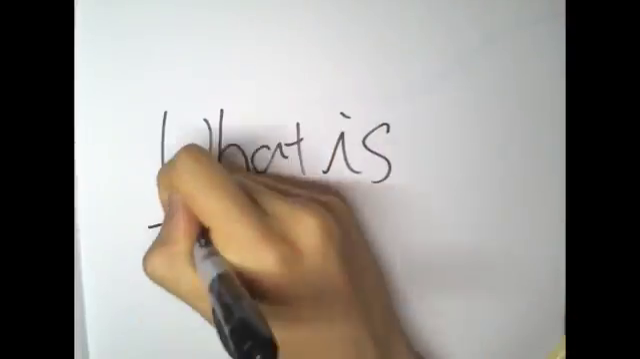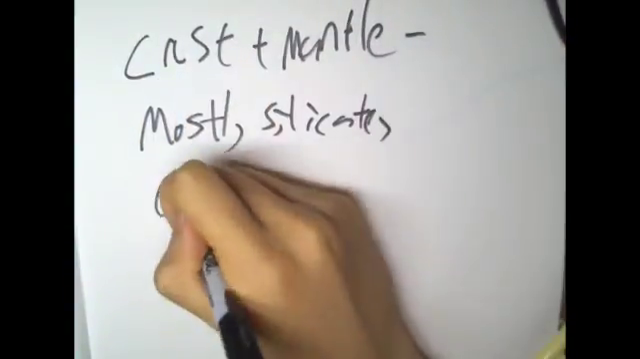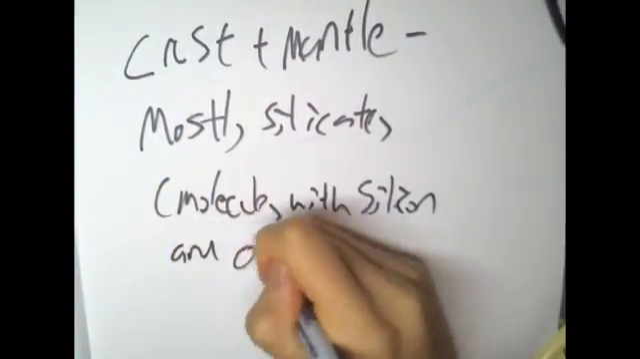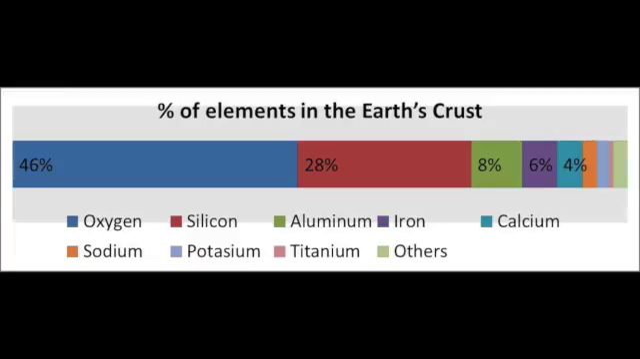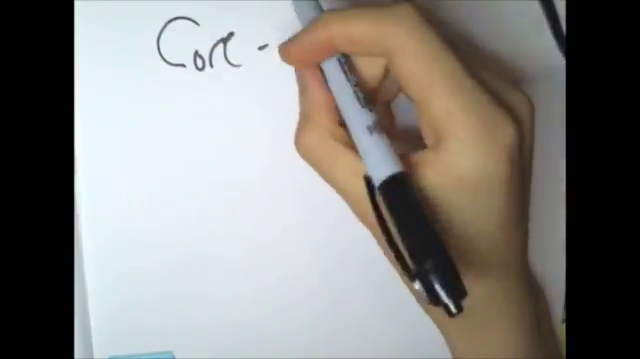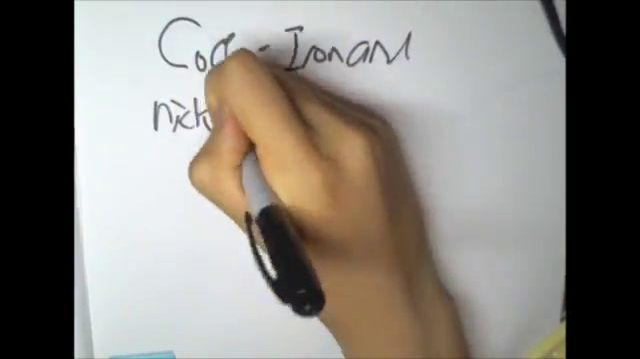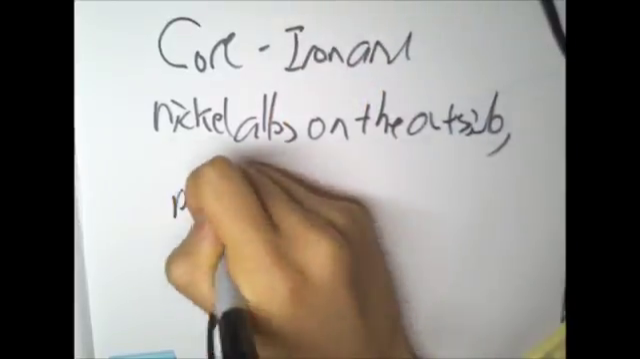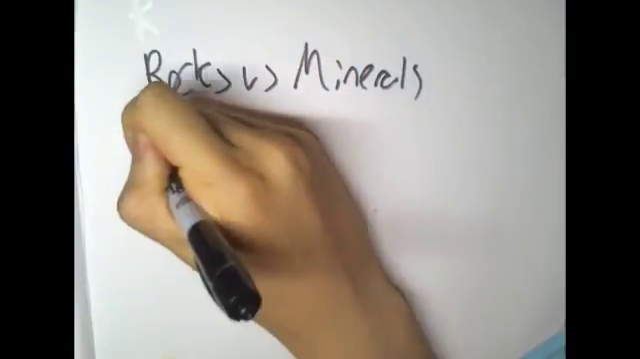Finally, the interior of the Earth. What is it made of? Well, the crust and mantle are made up of mostly silicates, which are rocks that contain silicon and oxygen. An elemental analysis of the crust reveals almost half of it is oxygen. Over a quarter is silicon, and the most abundant metal is aluminum. The outer core is made out of both iron and iron nickel alloy, but the inner core is made out of pure iron. While we're talking about iron, let's talk about rocks and minerals.